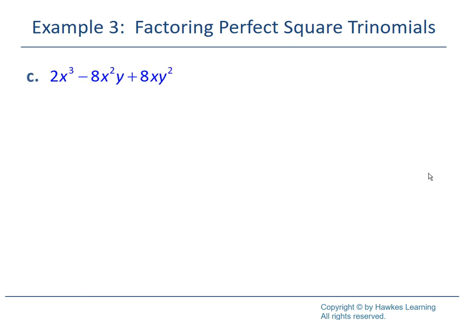Now, for this one, again, we have to remember, is there a common factor that we can take out? Well, we can take out a 2 for sure. We can take out an x. And that's about it. So we rewrite it. So we get x squared minus 4xy plus 4y squared.